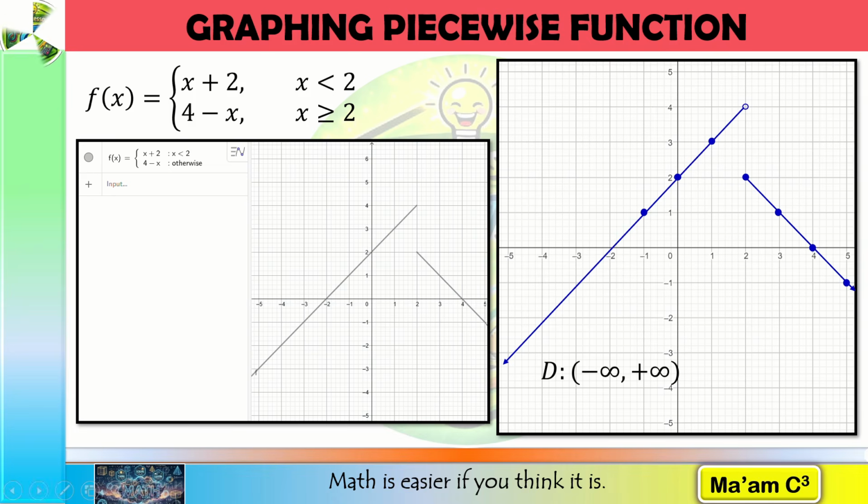Now for the range, you just have to look at the y-axis. At y is equal to 4, we have here an open circle. It means there is no graph at exactly y is equal to 4. But below 4, there is already graph going down since this will extend indefinitely going downwards.